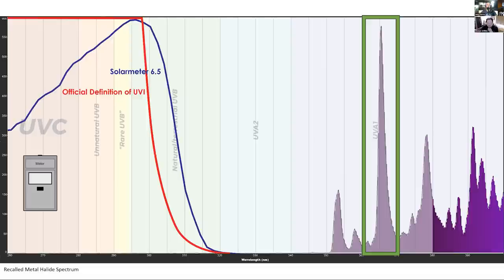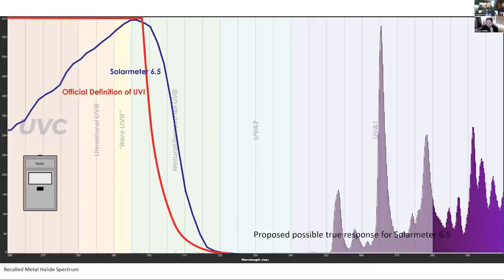Now, we don't necessarily have any other evidence of this other than this one test and my guess, but I'm presuming that the sensitivity range for the SolarMeter looks more like this, which is kind of like that at the bottom. Again, that's probably not to scale and it's probably not exact, but I presume that the SolarMeter 6.5 is actually slightly more reactive to UVA than we think it is.